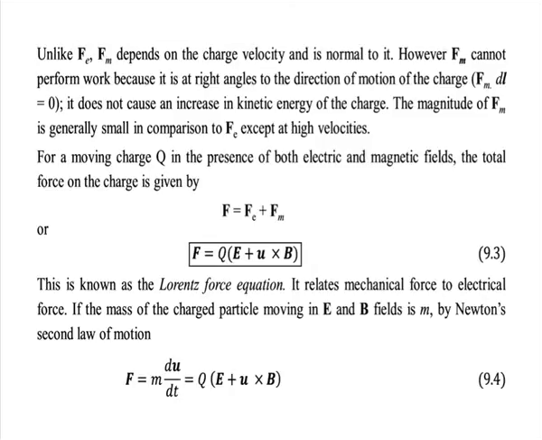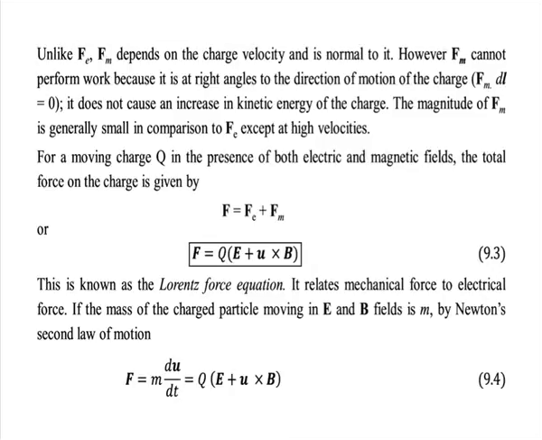For a moving charge Q in both the electric and magnetic fields, the force experienced is given by F = Fe + Fm, the electric force plus the magnetic force, which is equal to QE + Q u × B, which is equal to Q(E + u × B). This is known as the Lorentz force equation, which relates mechanical force to the electric force.